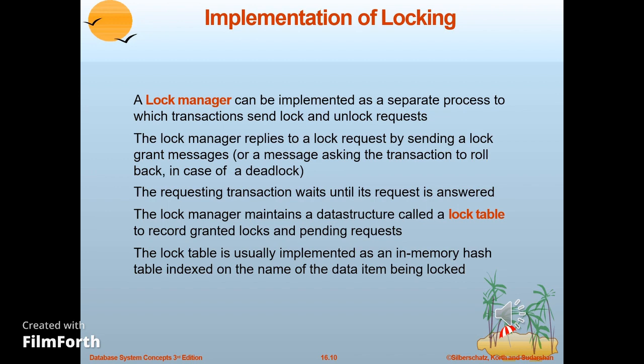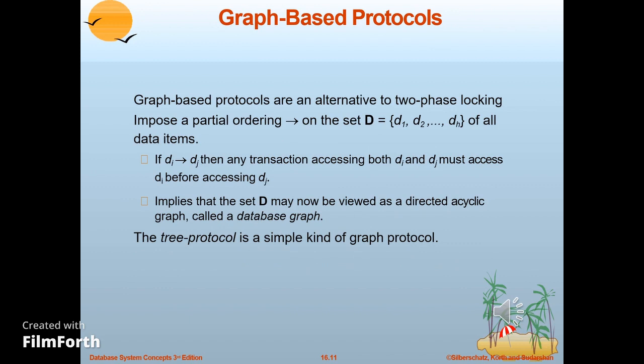In the graph-based protocols, an order is maintained in which the data items can be given access permissions. Here the data items are ordered in a set D = {D1, D2, up to Dn}. That means if a transaction is accessing any of the items, say D2 and D5, then first D2 should be given access permission, and only then can D5 be given access permission. In this way we can grant the locks.